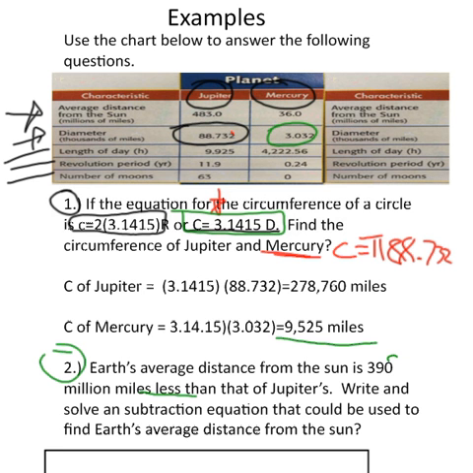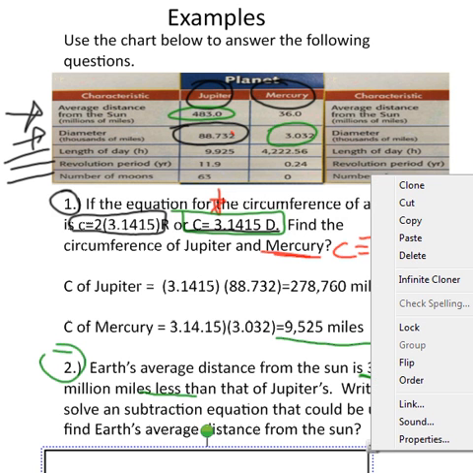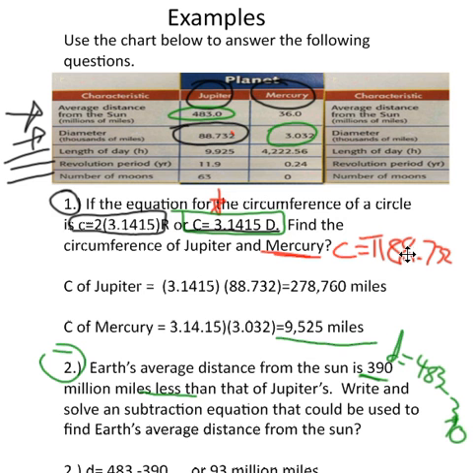So the average distance to the Earth would be equal to the average distance to Jupiter, which is 483 million miles, minus the difference, which they told us was 390, should give us the Earth's average distance from the sun. And let's check here to see if we got it right. Distance is equal to 483 minus 390, or 93 million miles. Okay.